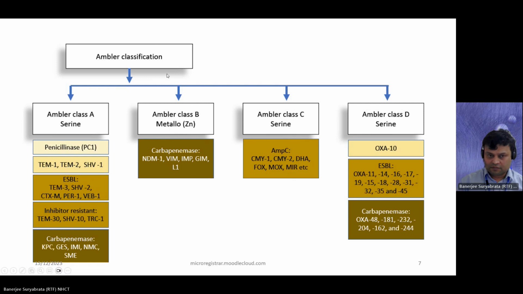The carbapenemases are found in class A, which is KPC, GES, etc.; class B, which is NDM, VIM, IMP, etc.; and class D, which are the OXA group of carbapenemases. So we find carbapenemase in 3 groups. Class B only has carbapenemase and no other beta-lactamase like ESBL. Class A has ESBL, broad-spectrum beta-lactamase, and carbapenemase, and so does class D. Just to remember, the carbapenemases are only in class A, class B, and class D. There is no class C.